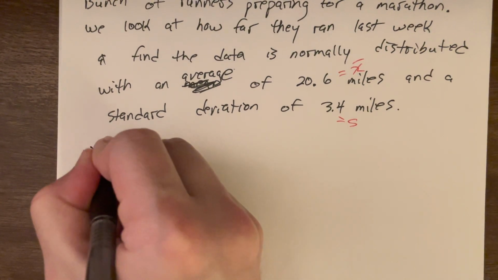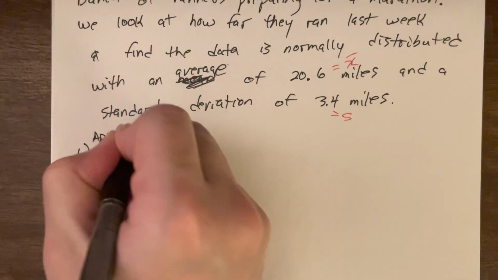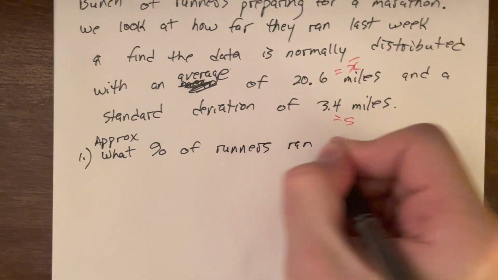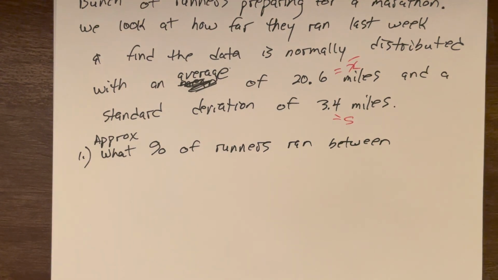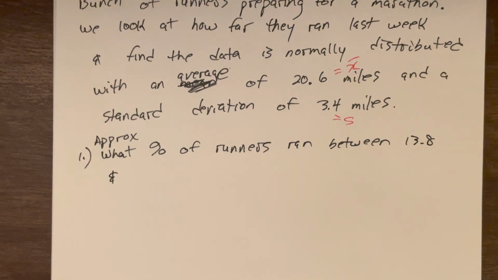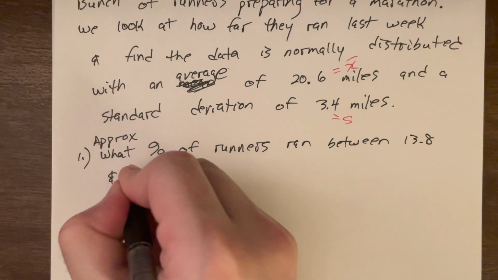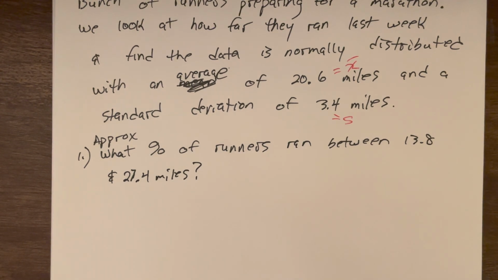So number one, what percent, approximately, I need to keep including that, approximately what percentage of our runners ran between, what is this? I want these numbers to work out nice. So let's go between 13.8 and 27.4 miles last week. Again, everybody, it's the same thing. Just because we have decimals, no big deal.